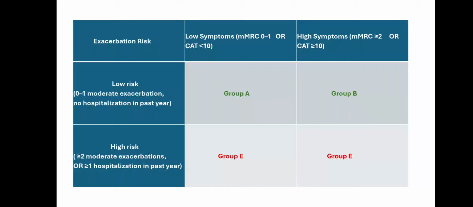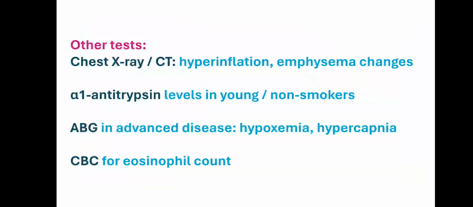On the left side, we see the exacerbation risk. Low risk is 0 to 1 moderate exacerbation and no hospitalization in the past year. High risk is 2 or more moderate exacerbations or 1 or more hospitalizations in the past year. This is the exacerbation category. And the symptom category: low symptoms when mMRC 0 to 1 or CAT less than 10, and high symptoms when mMRC 2 or more or CAT 10 or more, depending upon which we get group A, group B and group E.